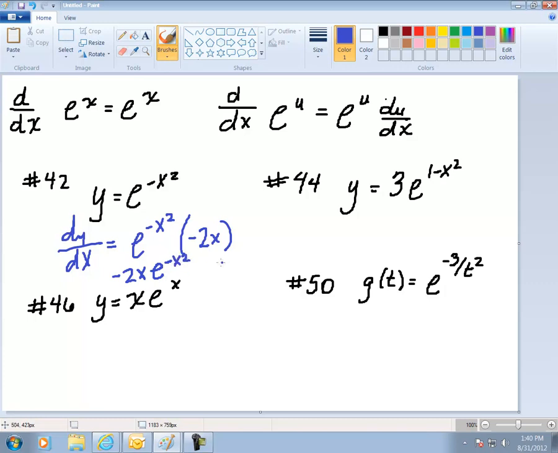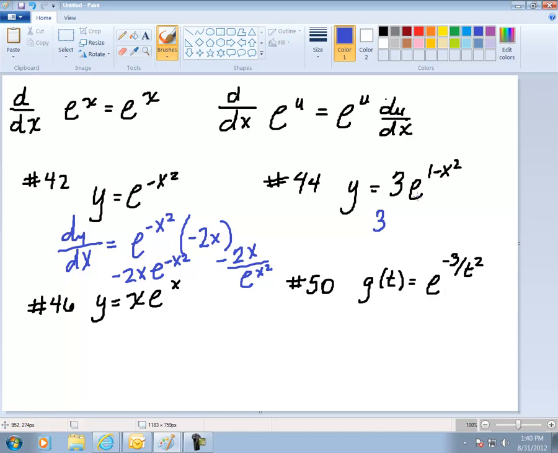Or remember, we don't really like negative exponents in the math world, so we could write this minus 2x over e to the x squared. Another example here. Well, remember that if we have a constant out front, we can simply bring it out in front. All right, so this is going to be 3.